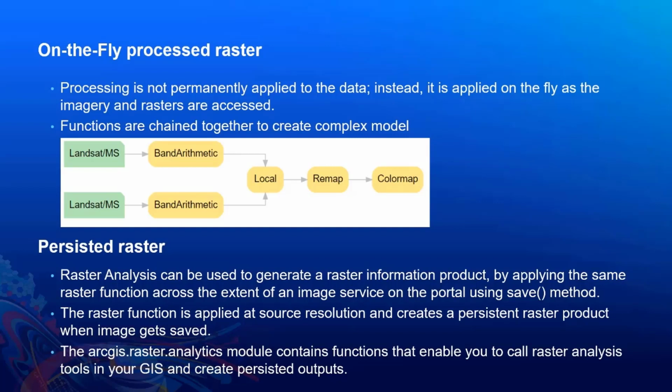Another type of output of raster functions can be persisted raster. Raster analysis can be used to generate a raster information product by applying the same raster function across the extent of an image service on the portal using the save method. The raster function is applied at source resolution and creates a persistent raster product when the image gets saved. The ArcGIS.raster.analytics module contains functions that enable you to call raster analysis tools in your GIS and create persisted outputs.